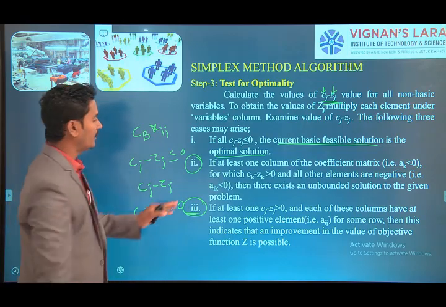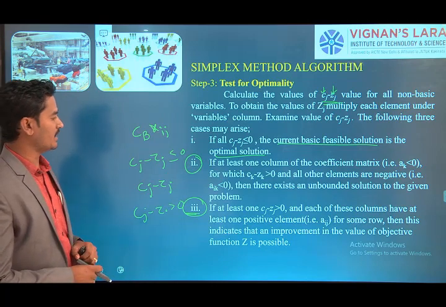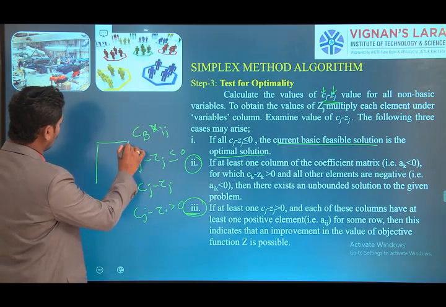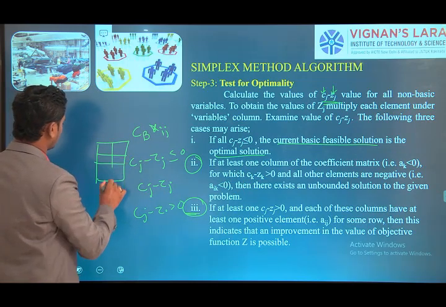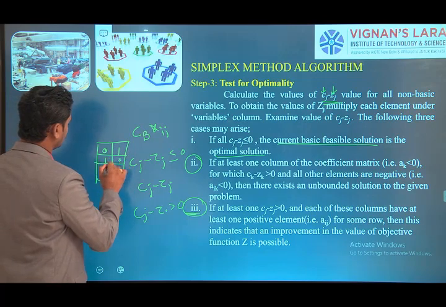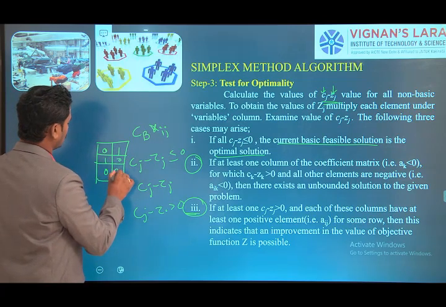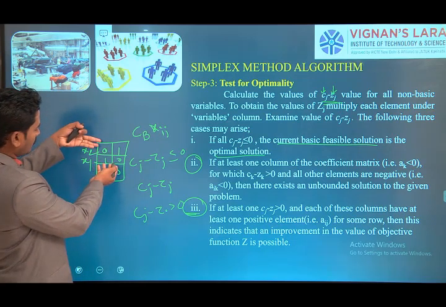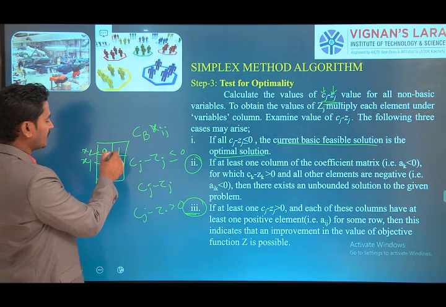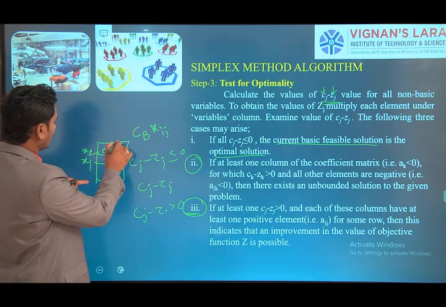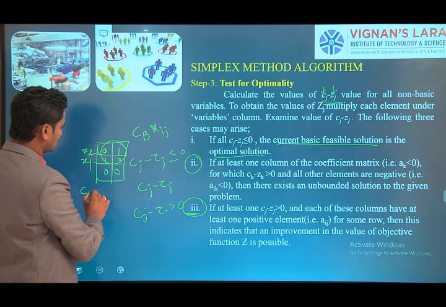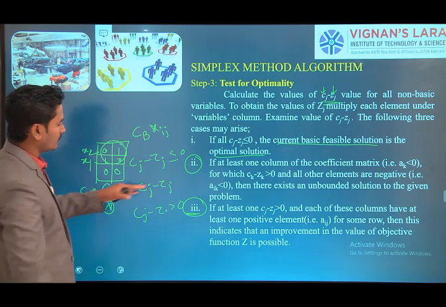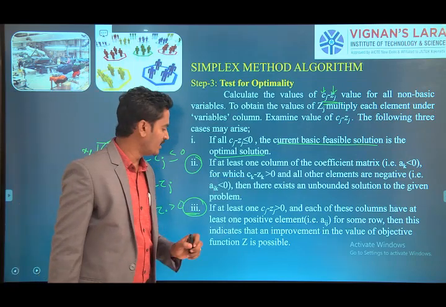Coming to the second point. If at least one column of the coefficient matrix, for which Cj minus Zj, has the coefficients of the variables as 0, 1, 1, 0, like this, here this is x2 and this is x1. In matrix form it is like 0, 1, 1, 0, an identity matrix. If we get identical values and Cj minus Zj is not satisfying less than or equal to 0, then the solution is called an unbounded solution.